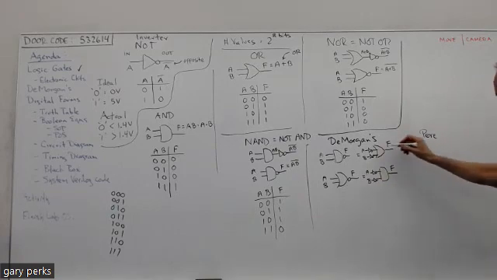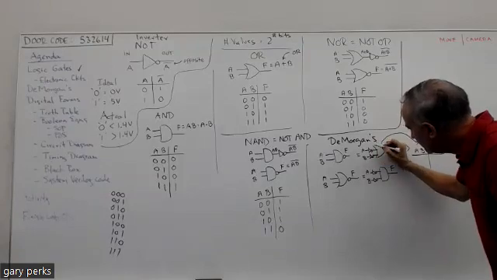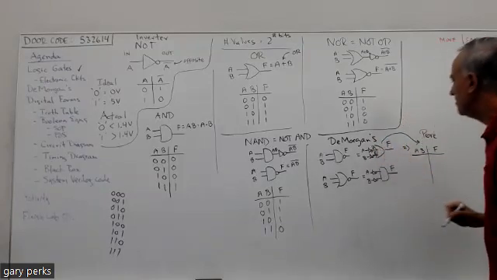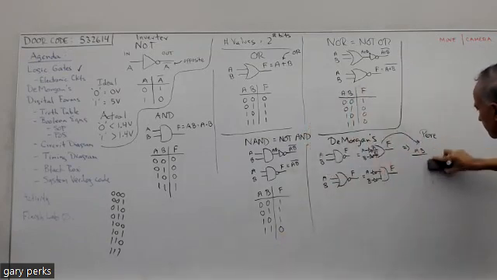So if I do a truth table for this, A and B are on this side of the inverter. That means we're going to have not A and not B on the other side of the inverter. In fact, let's put not A and not B in our truth table too.